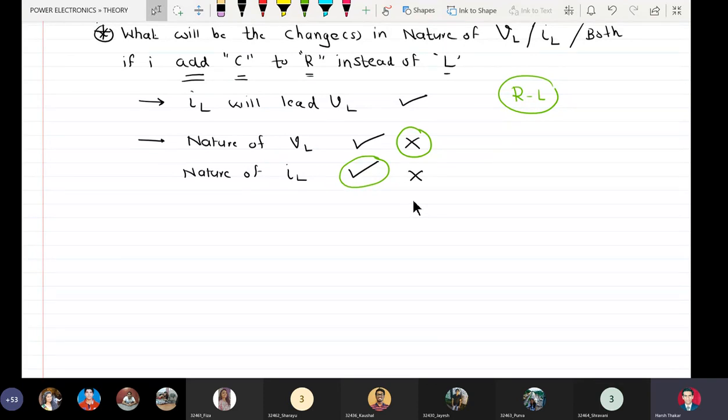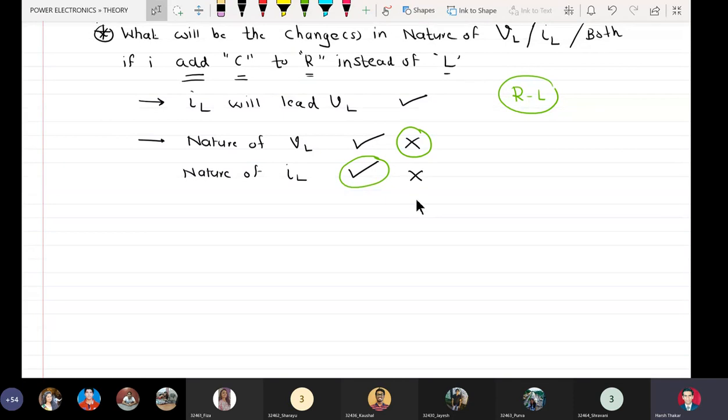So according to simple logic and reasoning, if I have a capacitor replacing the inductor in the load side, then the expectation should be that the nature of VL should change and the nature of IL should not change. Why? Because a capacitor opposes a change in voltage through it. So actually the capacitor is expected to change the nature of VL.